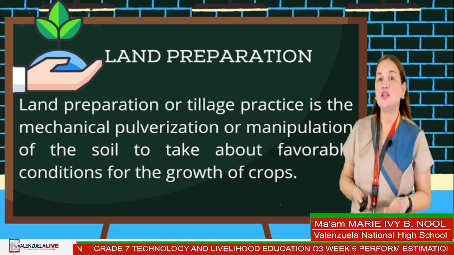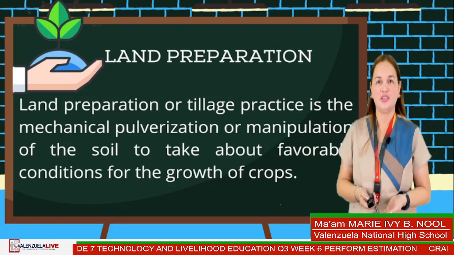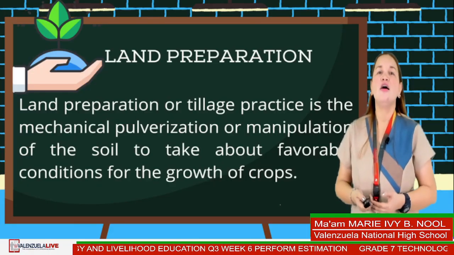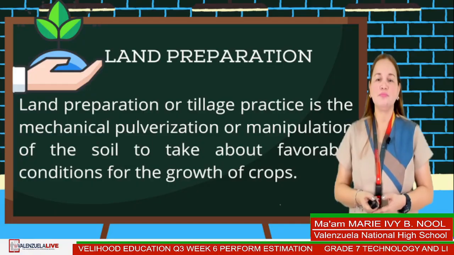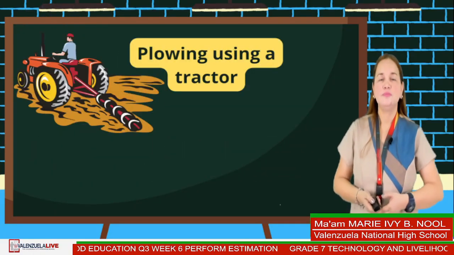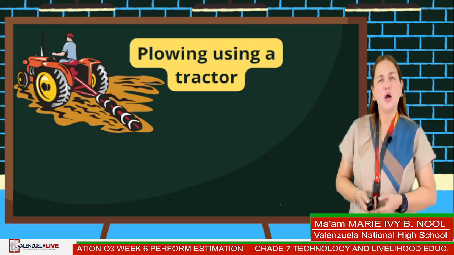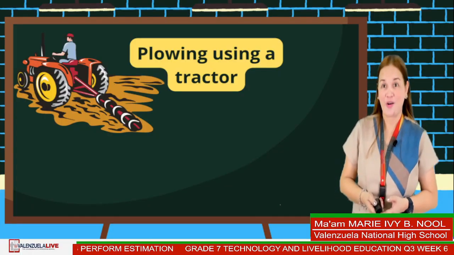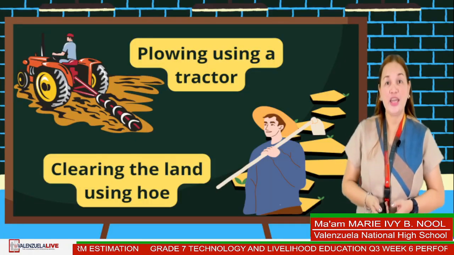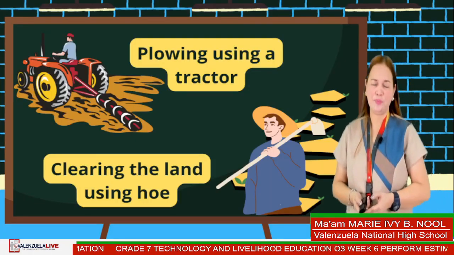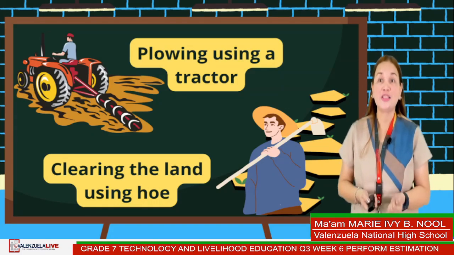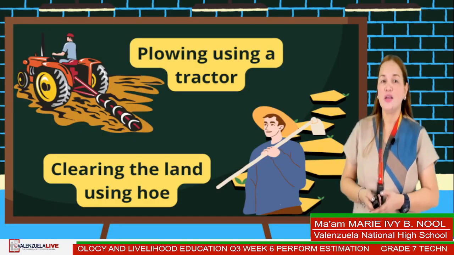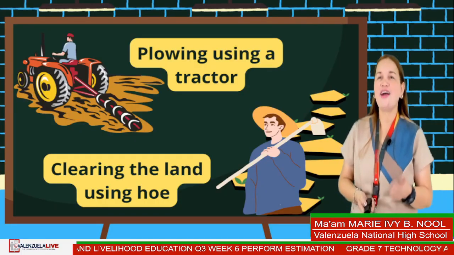Land preparation or tillage practice is the mechanical pulverization or manipulation of the soil to bring about favorable conditions for the growth of crops. Plowing using a tractor. Plowing is intended as a process which allows to remove horizontal clots from the soil. Another is clearing the land using hoe. A hoe is an ancient and versatile agricultural and horticultural hand tool used to shape soil, remove weeds, clear soil, and harvest crops.